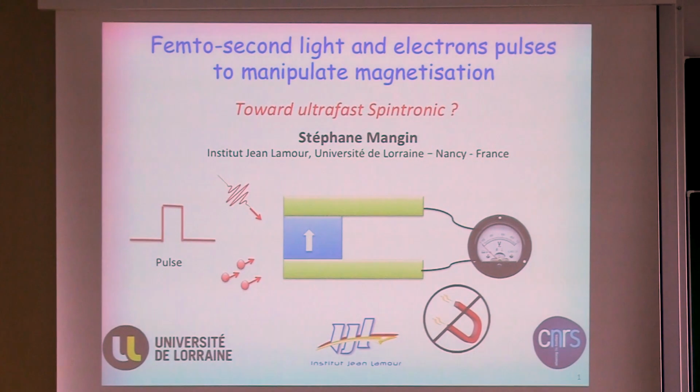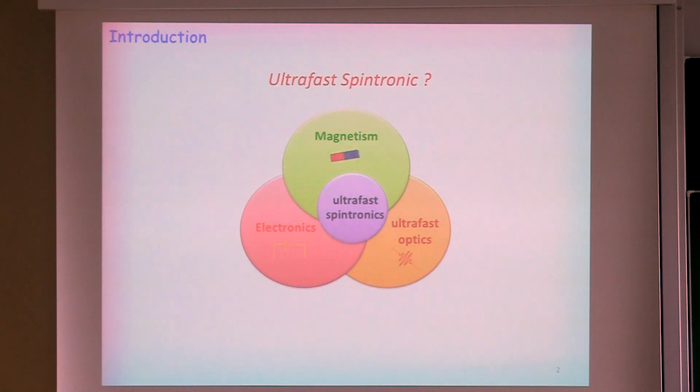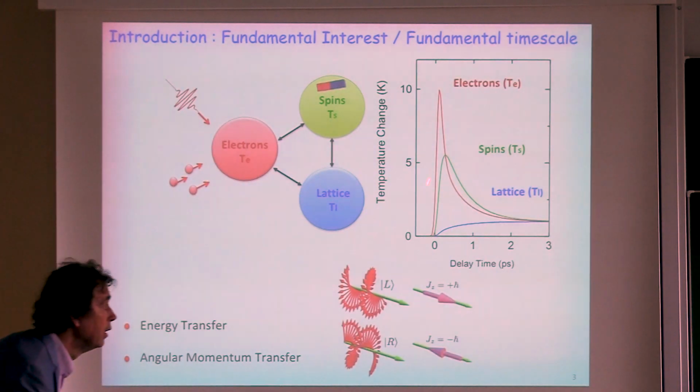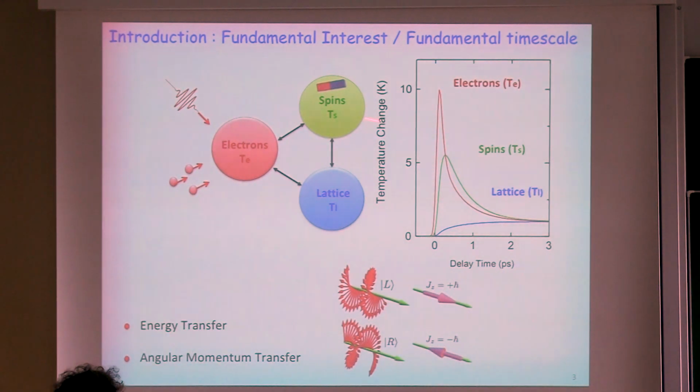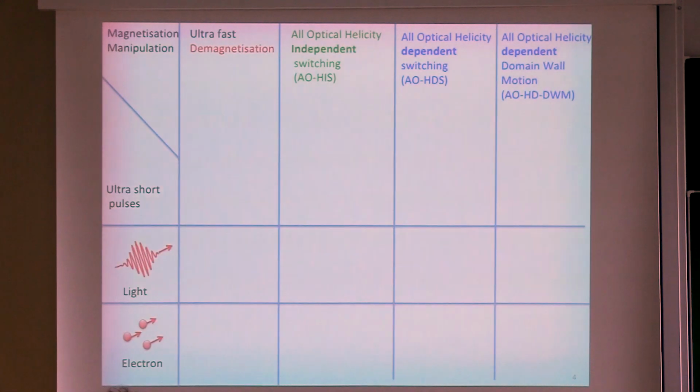Because it's the third day of the conference, I don't think I have to give much of an introduction. Okay, so we're here between magnetism, electronics, and ultrafast optics. I don't have to convince you that it's very interesting in terms of fundamental science. We're looking at fundamental timescales and energy. And so the question is how do we transfer energy and angular momentum to all those parts in such a very short time. Okay, so let's come directly to the outline of my talk.